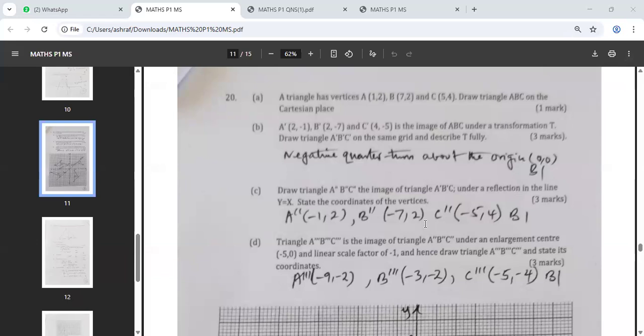If you are given the object and also given the image, after plotting the object and the image, to get the center of enlargement, you join the object points to their corresponding image points. Then they are going to meet at a certain point. That point will be your center of enlargement.